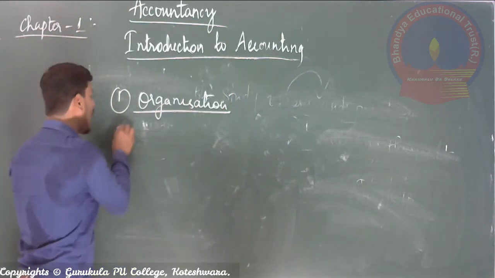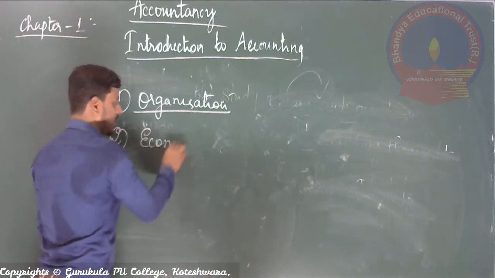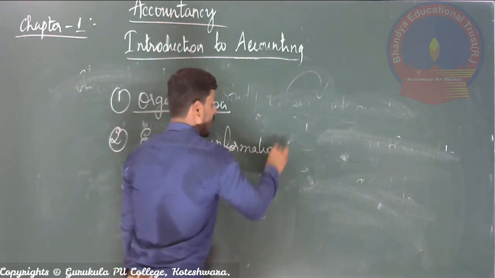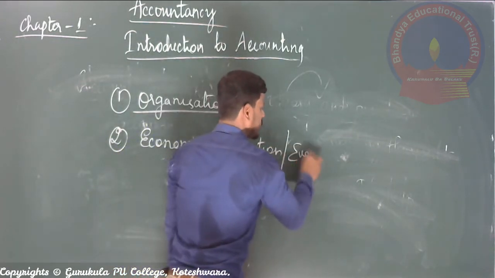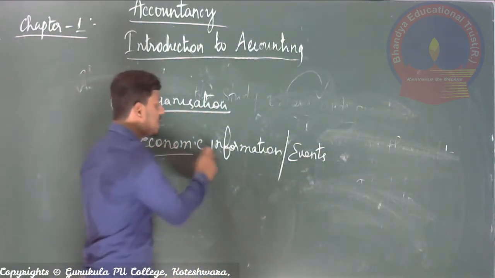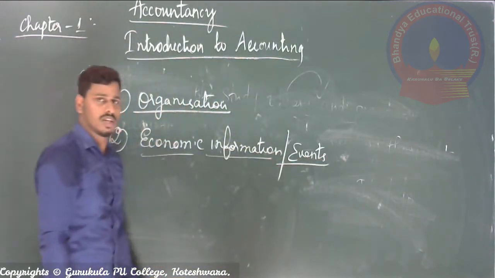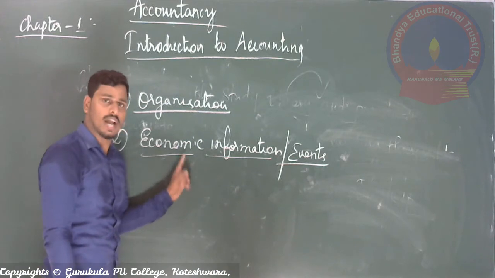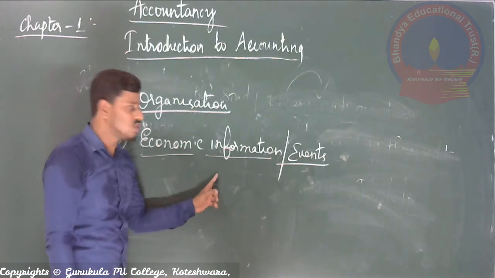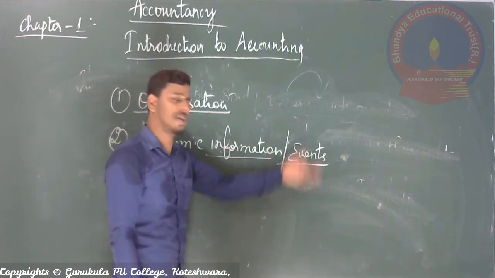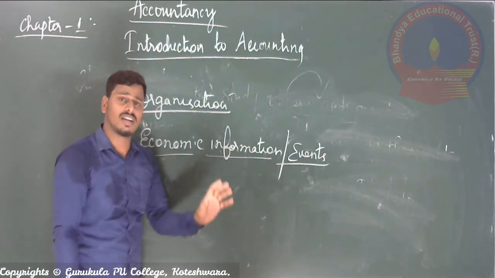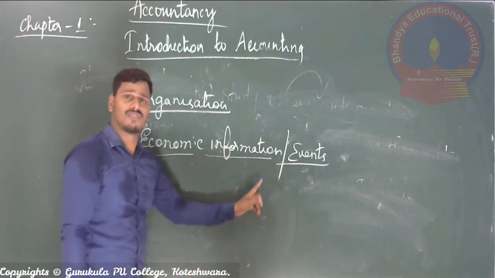I hope you understand. And the second one is economic information, or economic events. Even many times I have used this word also, economic information or economic events. Economic means the transactions or activity which consists of transfer of money, which consists of monetary values, and information means transaction; event also means transactions, right. So in the accounting process we take into account, we consider, only economic information, correct.